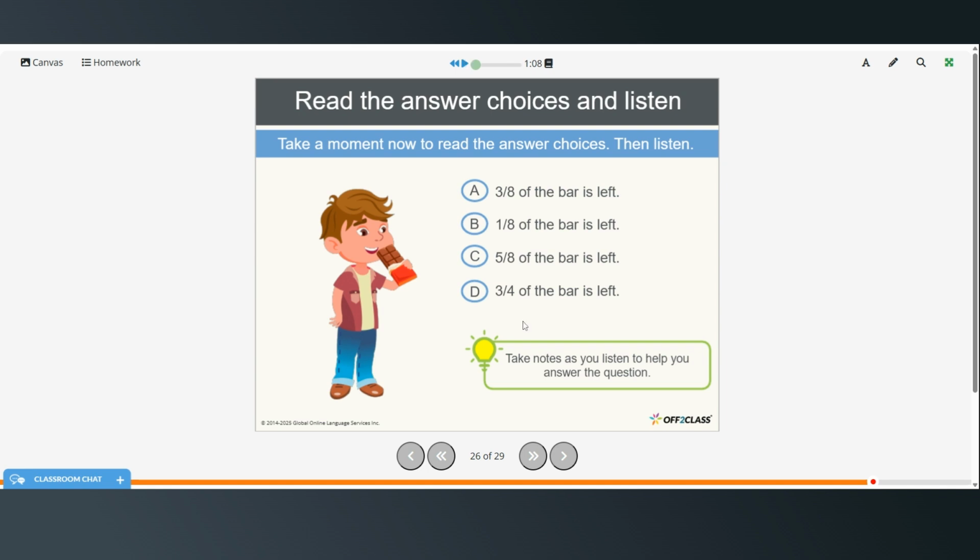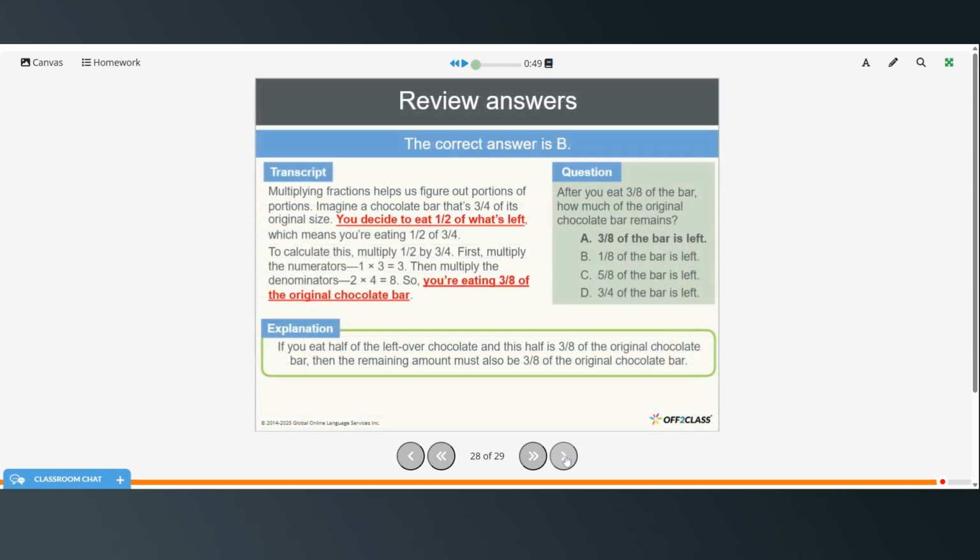Right, go ahead and choose the correct answer. And after you eat 3/8 of the bar, how much of the original bar remains? The answer is A. Looks like there is a mistake on this slide. This should be A, not B. And this is the calculation to arrive at that answer.